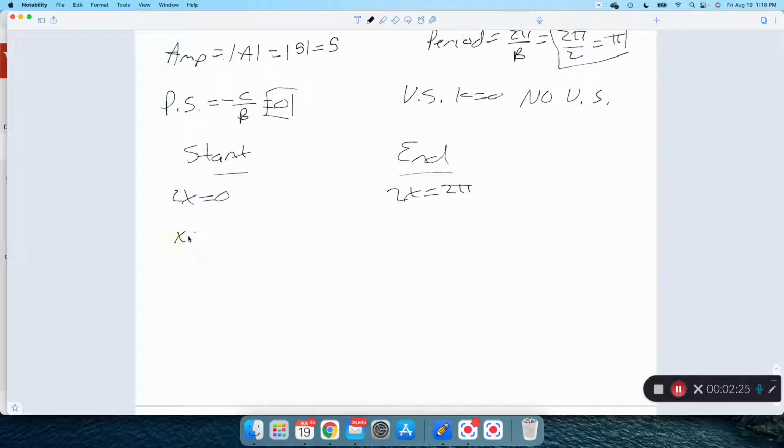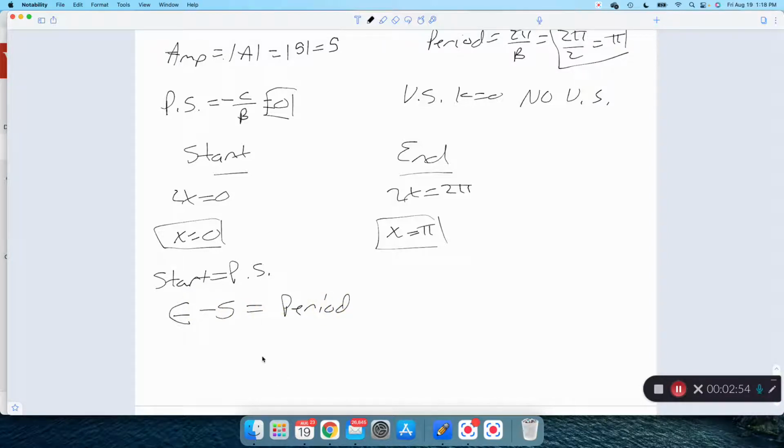So here we get x equals 0. 0 divided by 2 is 0. Divide both sides by 2, we get x equals pi. Remember a check here. The start will always equal your phase shift. So this is just a second way, a check that's built in. And end minus start should always equal the period. Pi minus 0 does equal pi. Check.